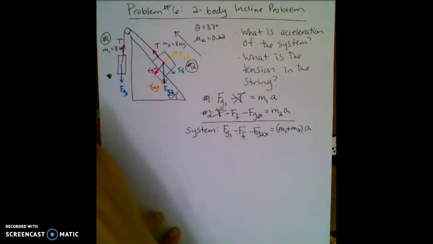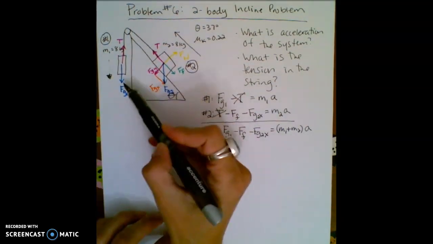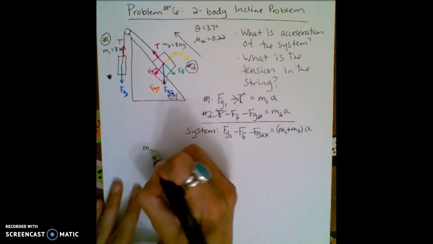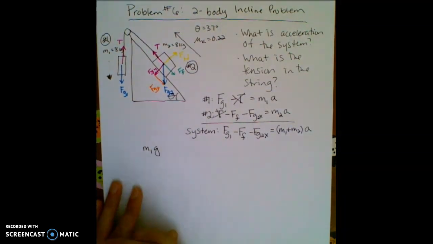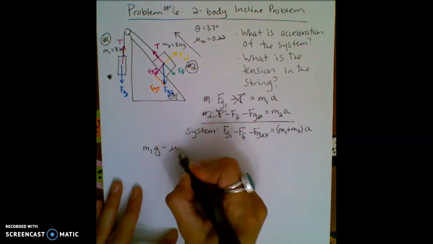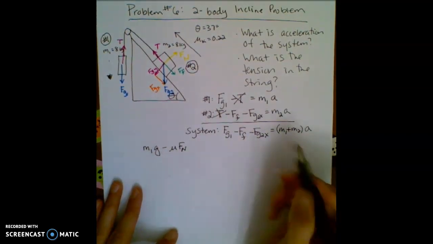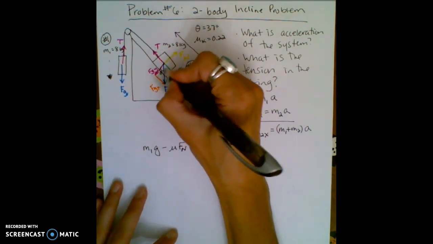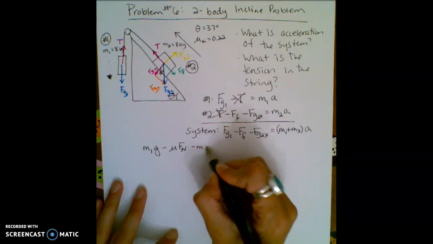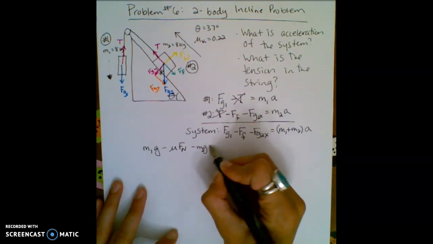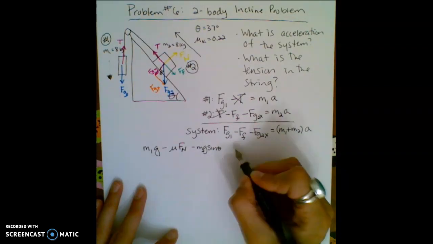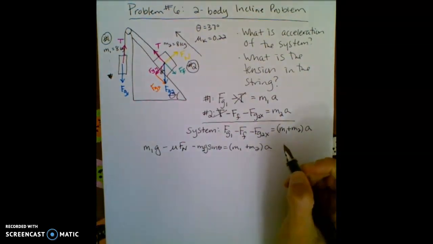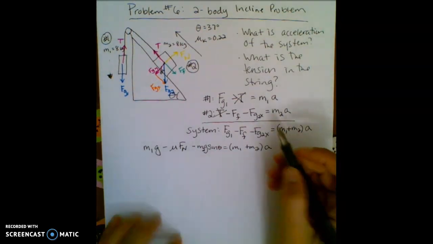So Fg1, if you remember, it's just mg because there's no angle. So this is going to be m1 times g. Then friction is going to be mu times Fn. And then Fg2x is, well, it's the opposite side of theta, so it's going to be m2g sine theta. And that is going to equal m1 plus m2 times a, right? Cool. All right, here we go.